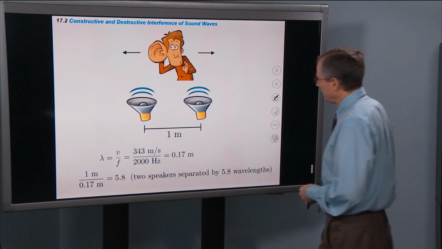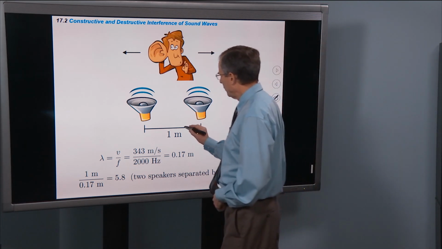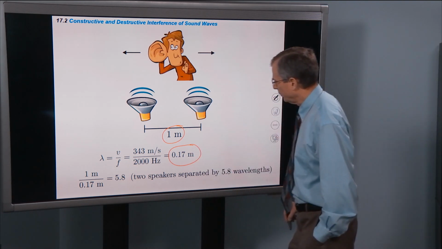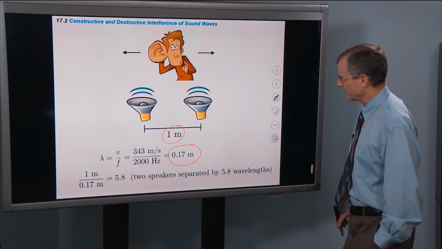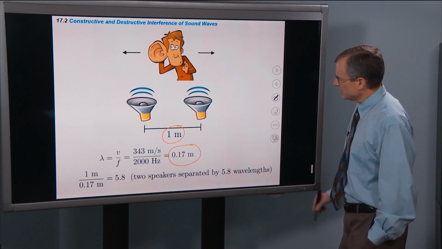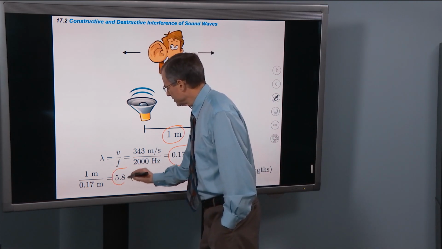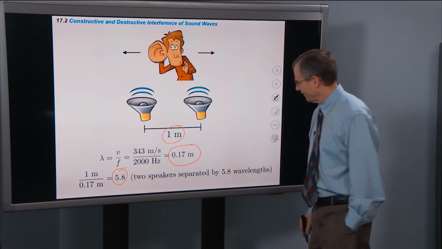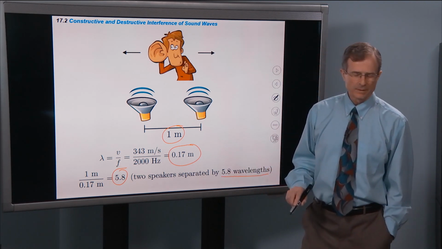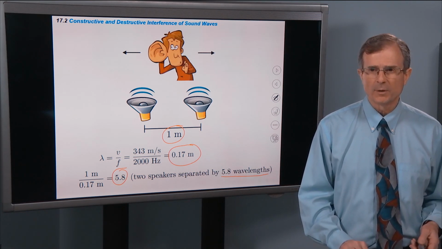So we're going to do a demo now with two speakers separated by 1 meter and a wavelength of about 0.17 meters. In this case, the speakers are separated by 5.8 wavelengths, so it looks something like the pattern that we showed for a 10 wavelength separation.